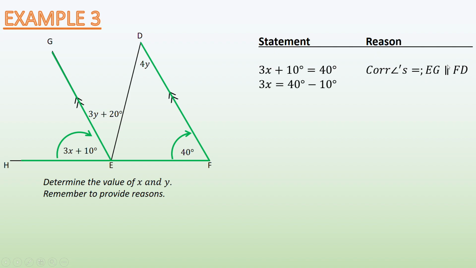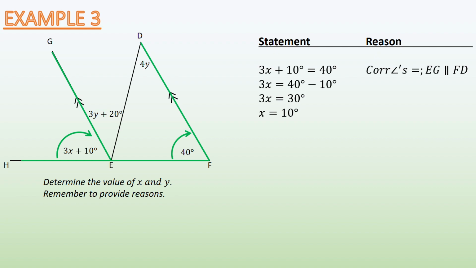Those parallel lines are parallel. Then I can just take the 10 over and subtract it, which will give me 30. Divide through by the 3 and you're going to get x is equal to 10. Alright, then if you wanted to fill in the angles and stuff, you could, but you don't need to. So now you're trying to work out y.